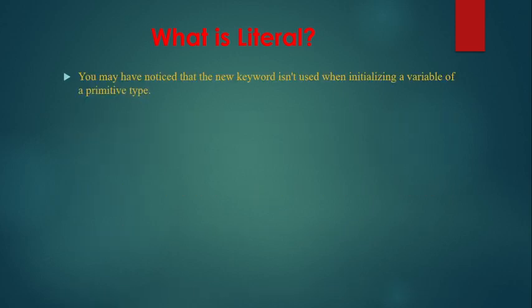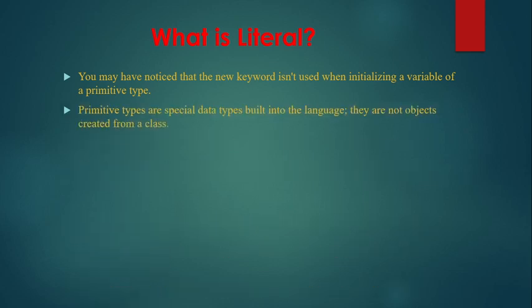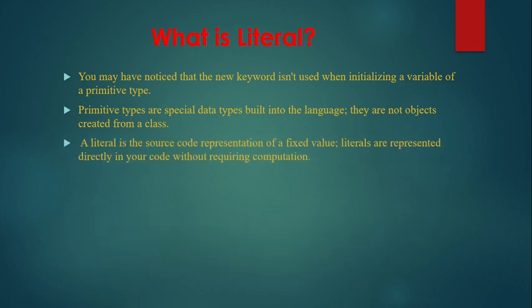You may have noticed that the new keyword isn't used when initializing a variable of a primitive type. Primitive types are special data types built into the language. They are not objects created from a class. A literal is the source code representation of a fixed value. Literals are represented directly in your code without requiring computation.